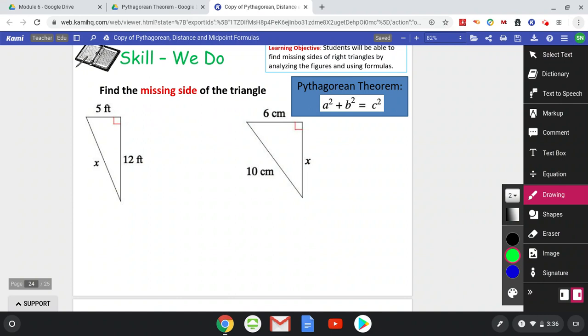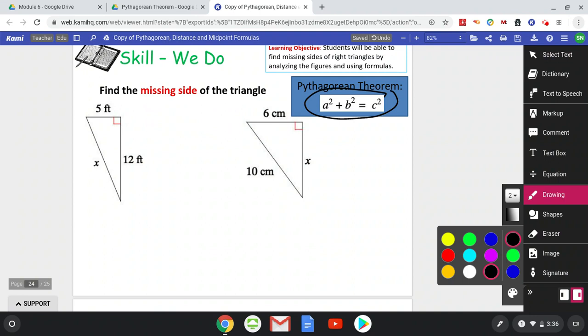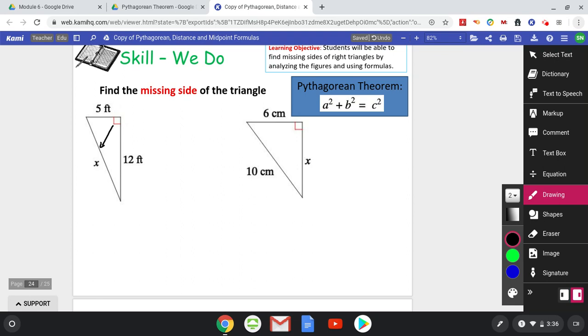The first step is to classify the sides, because as we can see in the formula, a squared plus b squared equals c squared, we need to determine which one is a, which one is b, which one is c. Now, across from the 90-degree angle, we have the hypotenuse. The hypotenuse is the letter c. For the other two, I usually go with the smallest side being a, and the other side being b.